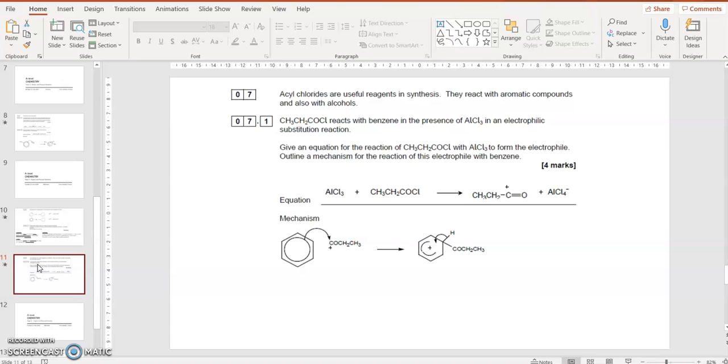You don't really need to draw the displayed form as I've shown there on the right hand side. You can just put CH3CH2CO with a plus on the C, and the Cl comes off and bonds to the AlCl3, and that becomes minus charged. And then that means you can have a mechanism. So the electrophile, the CH3CH2CO plus, is an electrophile.